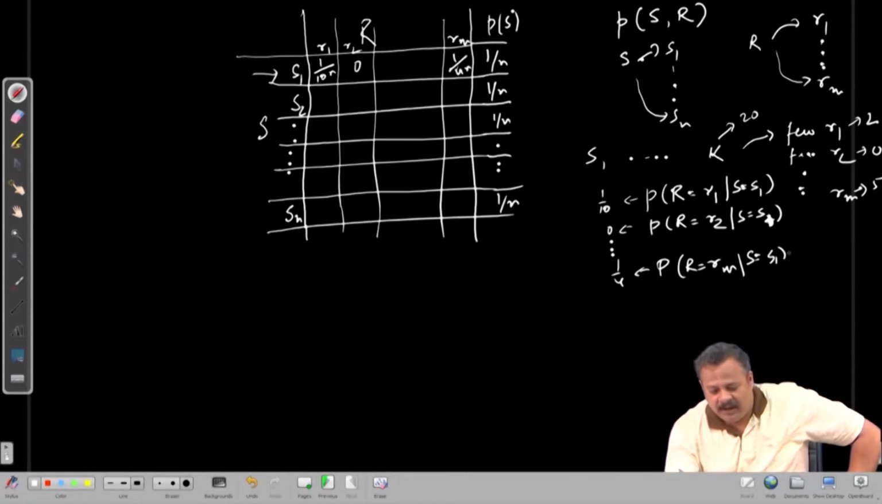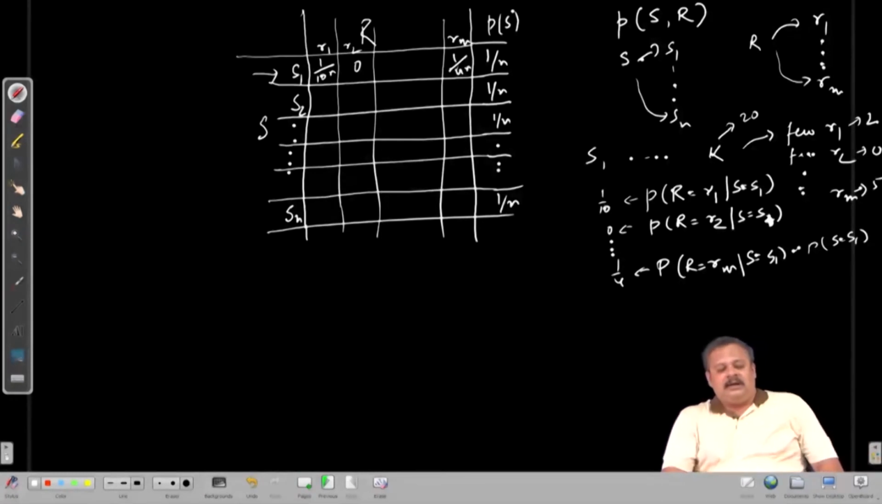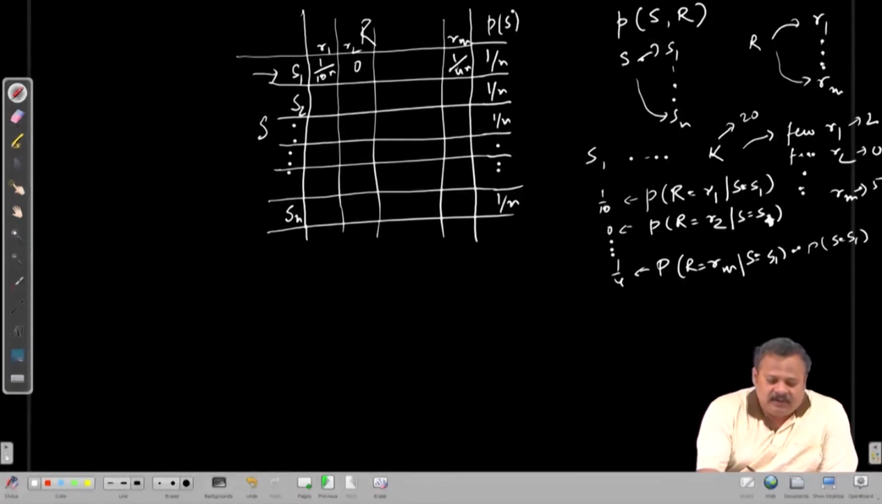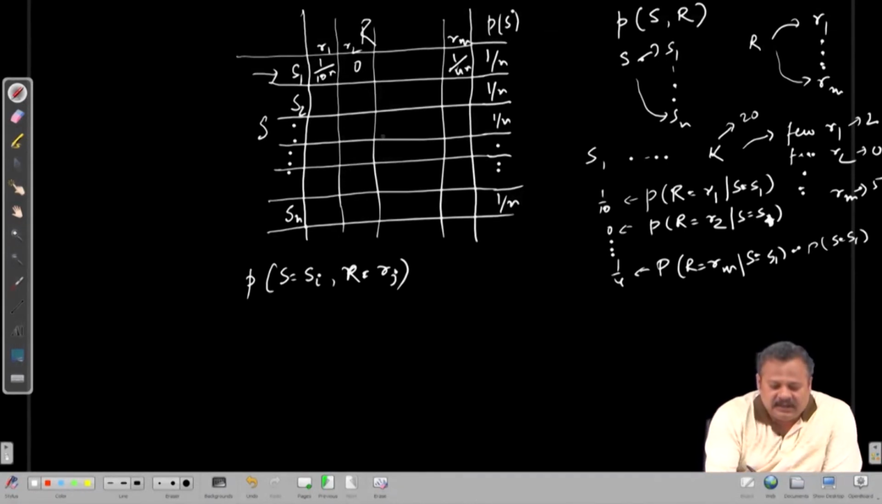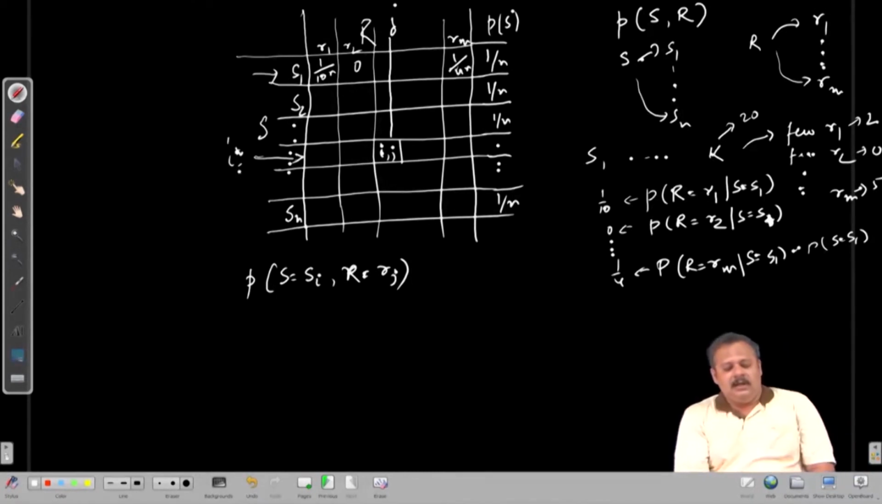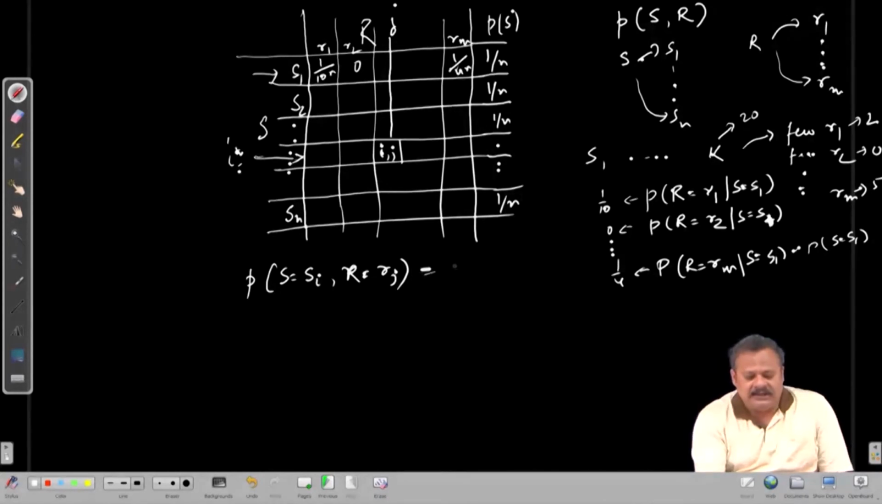That is, we have now multiplied this by the probability of S equals S1 in order to get the joint probability. So this way we can fill up this entire matrix, that is, obtain the joint probabilities P of S equals Si and R equals Rj. So this is the ijth element in this, this is the jth, this is the ith, the Pij, let us say.